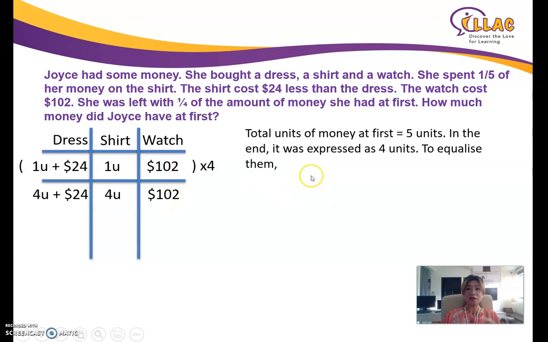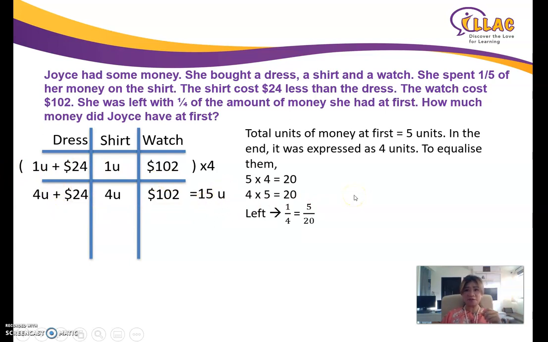So 5 times 4, I get 20. 4 times 5, I get 20. Therefore, whatever I'm left with, 1/4, I express into 20 units. So I times 5 here, times 5 here, I get 5 over 20. So how much am I left with? I'm left with 5 units. Which means how much did I spend? I spent 15 units. So that means this total value is actually 15 units.